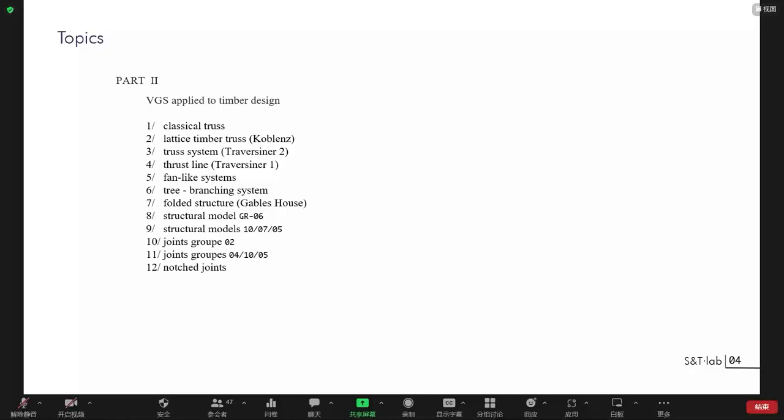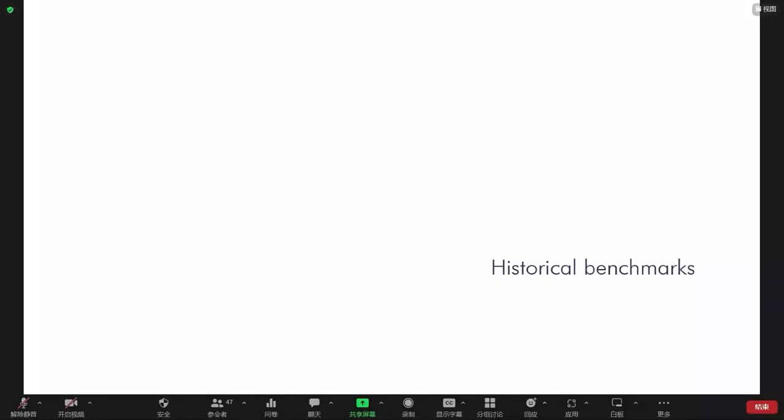We'll keep some time for questions and make a small break in about one hour. So let's start, first with some historical benchmarks. When you are discussing timber, this is one of the oldest materials used by man for construction.